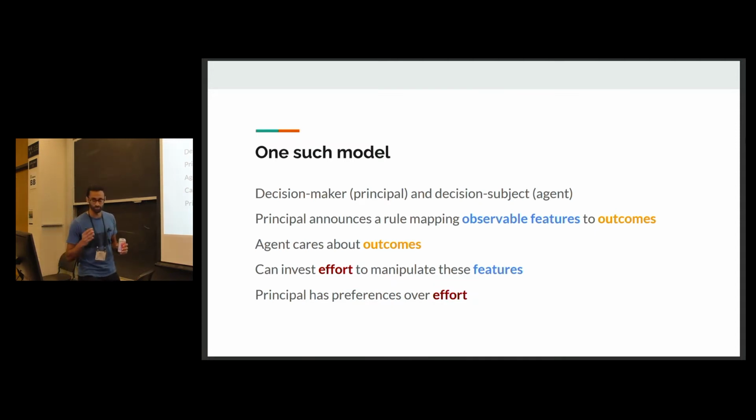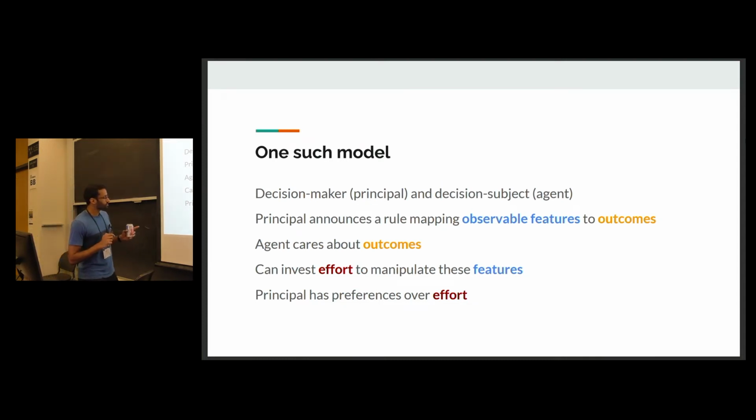And the setup is going to be similar to one that you've seen in previous talks, where the principal announces a rule, and that rule is going to map observable features to outcomes. Right? It's an evaluation scheme, it's going to be public, it'll be known, and the agent gets to see it. Now, the agent cares about outcomes. They care about how much they're paid, or whether they're evaluated positively, or however we might choose to characterize it. And the agent has the opportunity to invest effort in order to manipulate these observable features. Okay? So they can study harder, they can go to test prep, whatever, but they can change the way that they look from the decision maker's perspective.